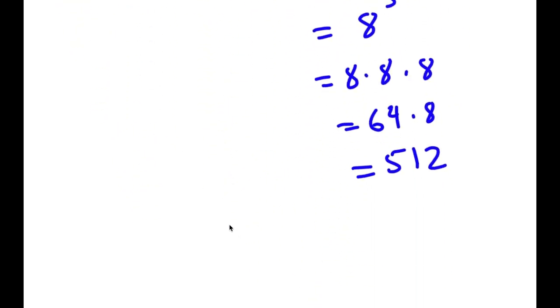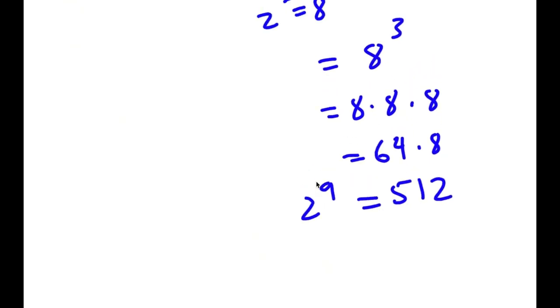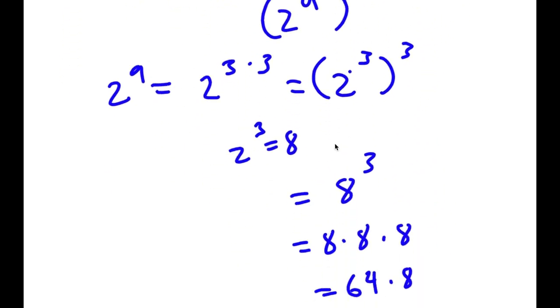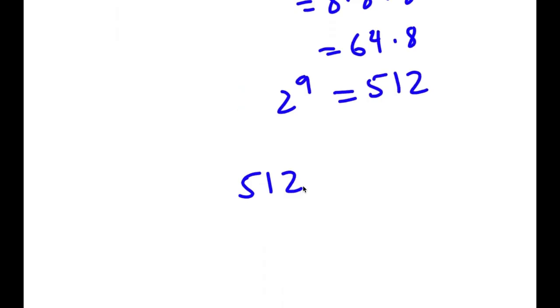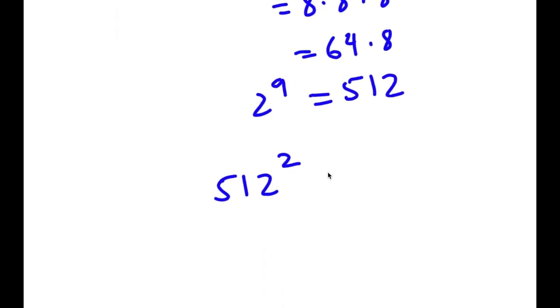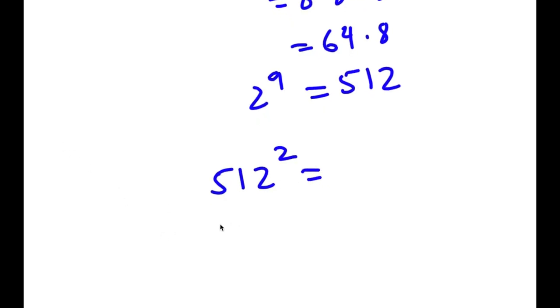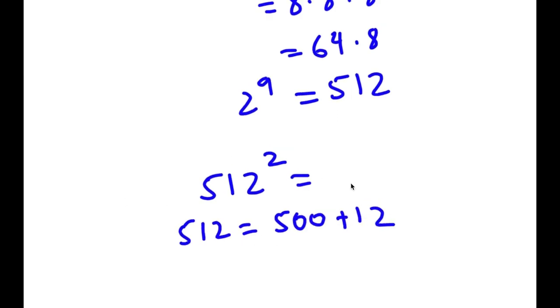So 512 is our value for 2 to the power of 9. So now we have our squared. So now we have 512 squared. Now 512 squared, how would we solve this? Well, 512 is the same thing as 500 plus 12.